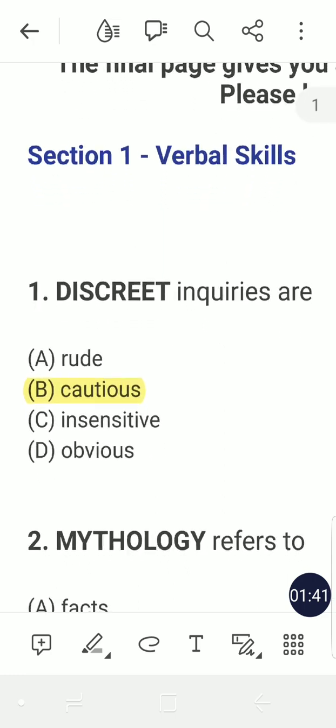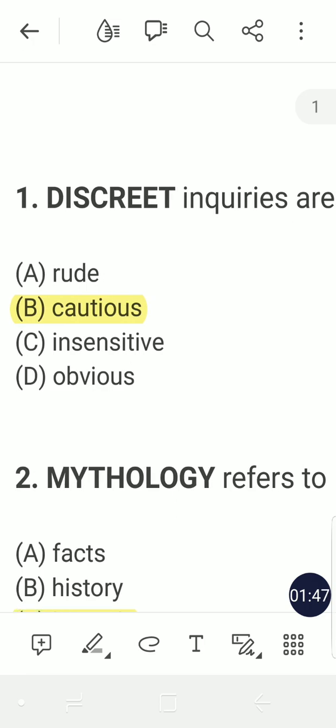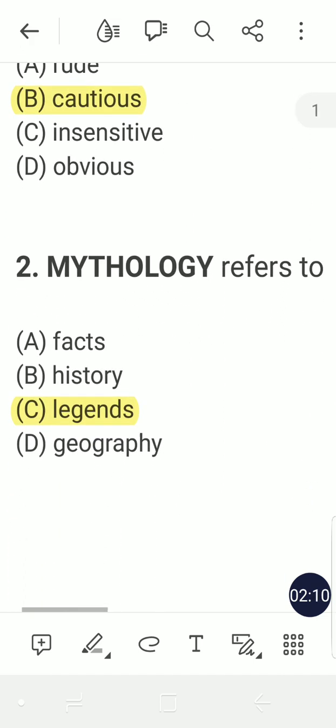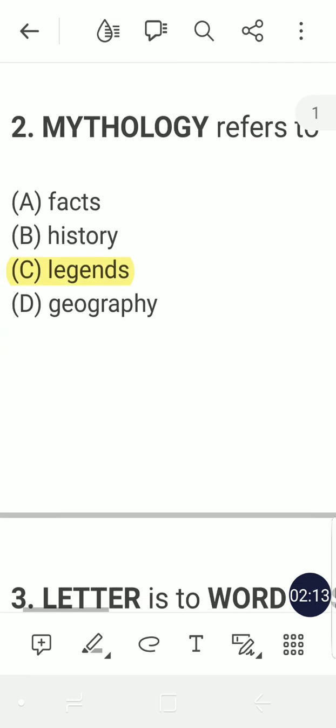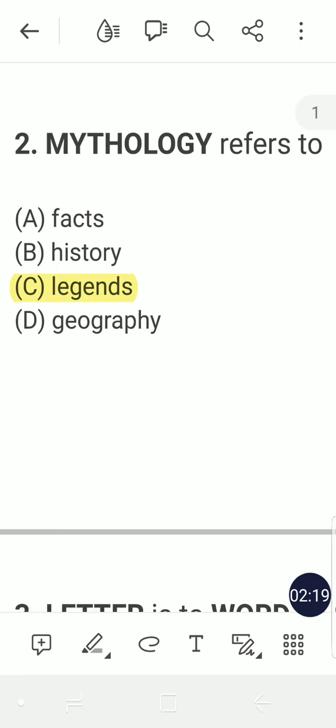So question number one is synonyms, or the word meaning. So discreet means cautious. If you go to Google and find the meaning, or find a dictionary and look for the synonym or the meaning of discreet, it's cautious. So letter B. Number two, again, this is a question on synonyms. So methodology, if you find the meaning of methodology, it is legends, letter C.